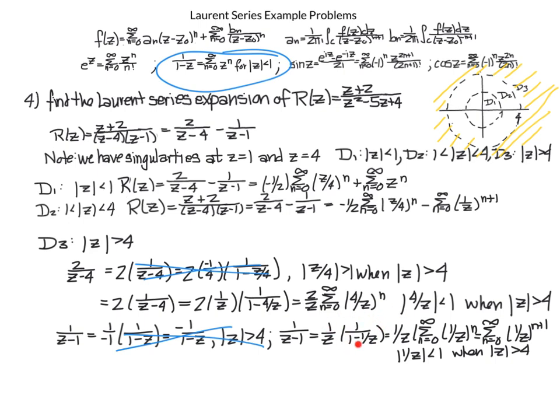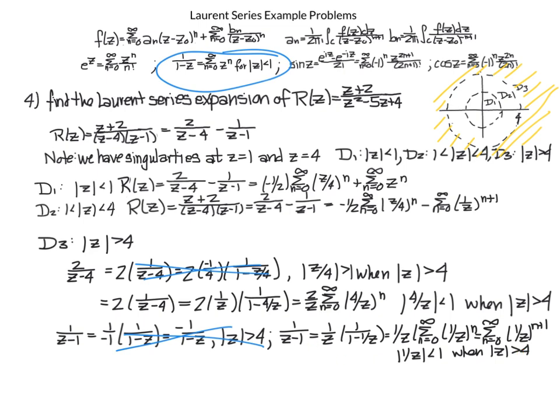When I plug in 1 over z into my formula, I get the summation of (1 over z) to the n. Then combining this 1 over z, or moving this 1 over z into the summation, I get 1 over z to the n plus 1. Now I'm going to check that this 1 over z is less than 1, which it is, when modulus of z is greater than 4, which it is in D3.